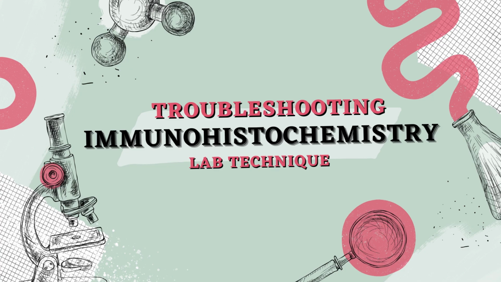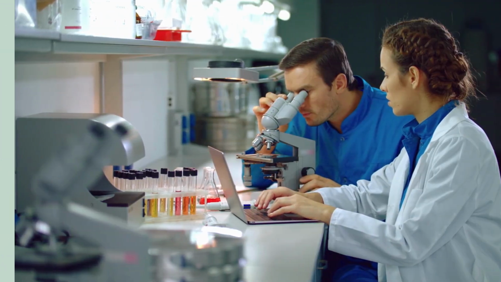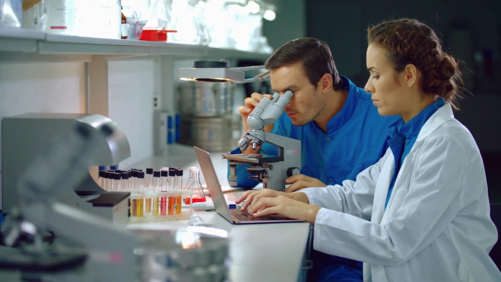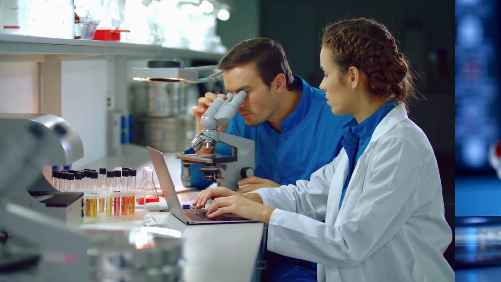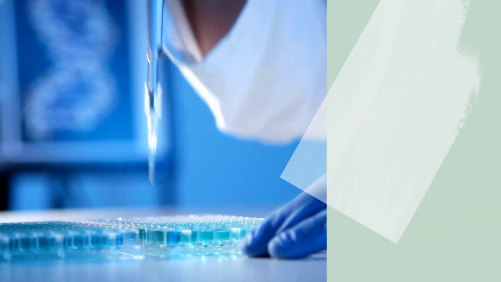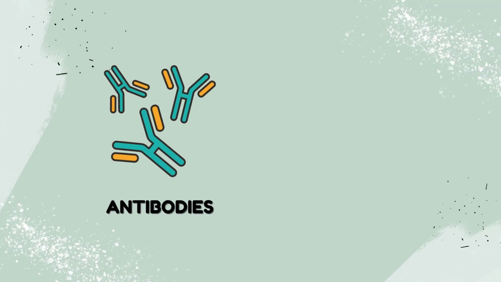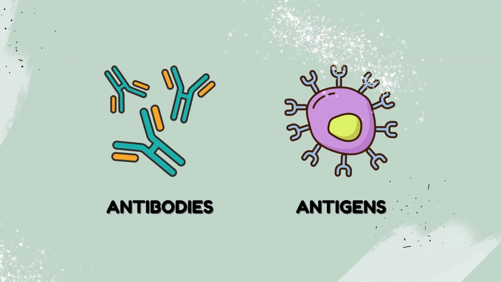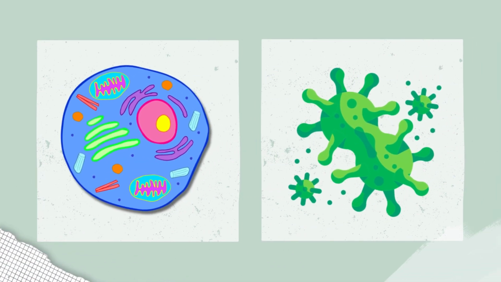Today we will be exploring the core principles of immunohistochemistry and tackle some common challenges researchers often encounter during its application. Immunohistochemistry is a laboratory method that uses specialized proteins, known as antibodies, to target specific antigens within cells, playing a key role in analyzing cellular function and foreign substance detection.